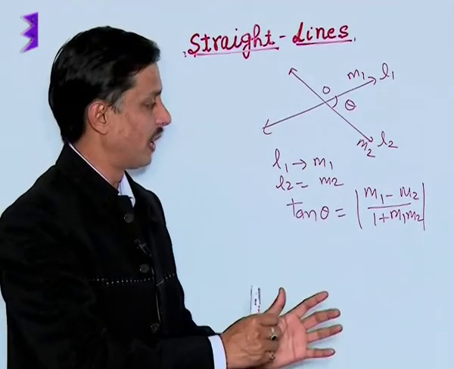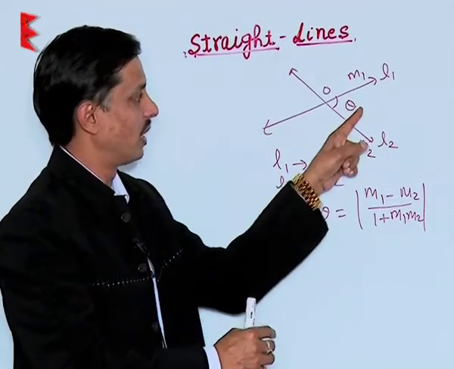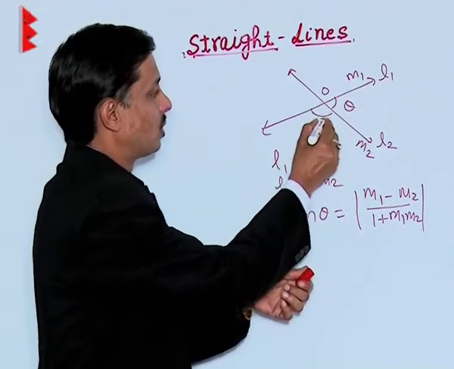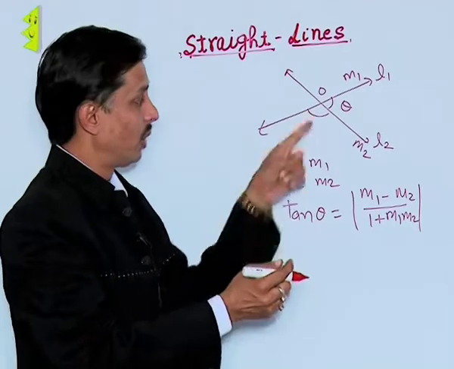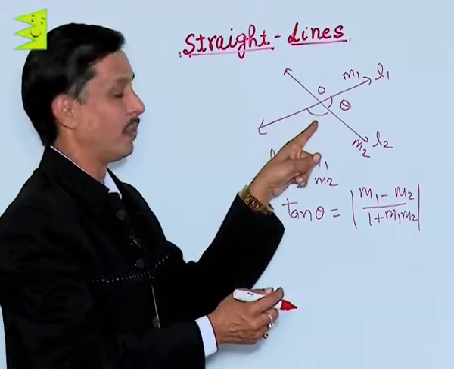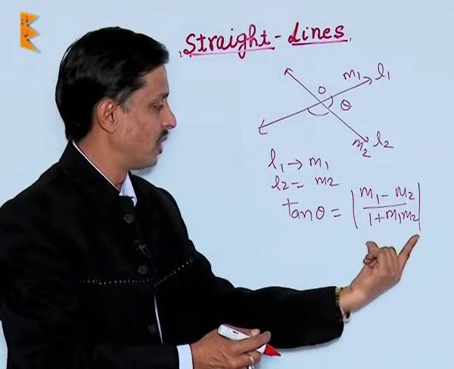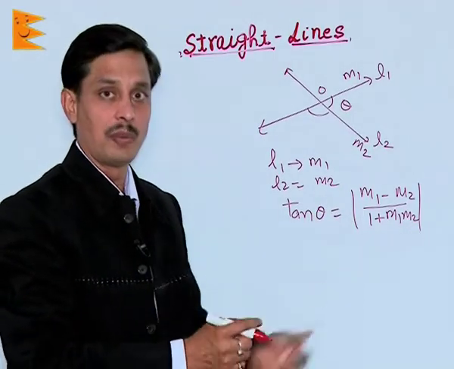This is the positive angle, and suppose this angle is 60, then the other angle will be 120 degrees. Because it is 60, then because of the linear pair, the remaining will be what? 120. So with the help of this result, we will find the positive angle.